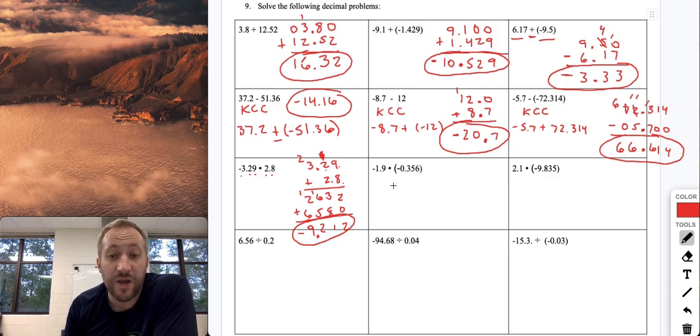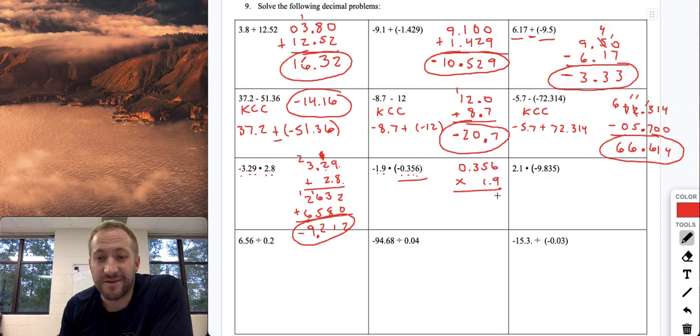So I'm going to put whatever number has the most digits on the top. This one has 1, 2 digits. This one has 1, 2, 3, 4 digits. This number goes on top. 0.356 times 1.9. Notice how I don't line up the decimals. I line it up with the right edge of the problem. All right? So let's go and multiply.